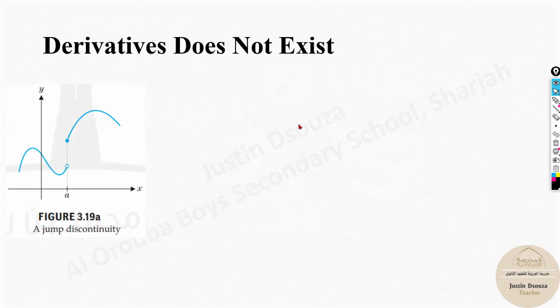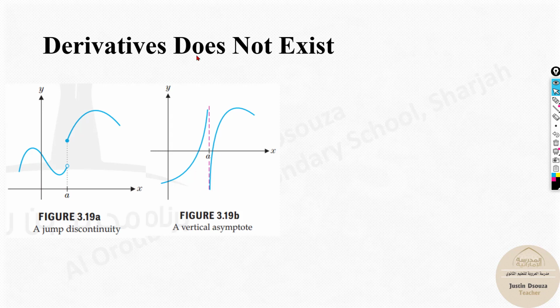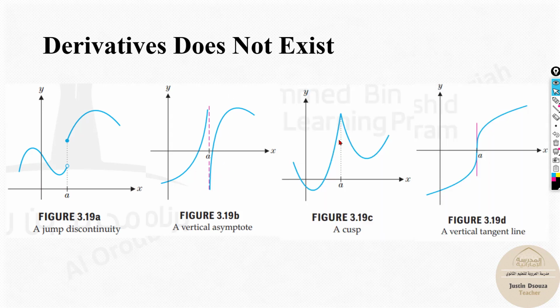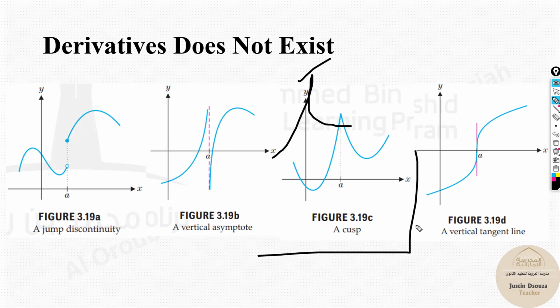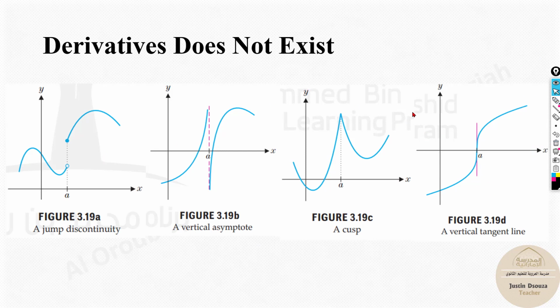And okay, where do derivatives not exist? In which cases? They are basically a jump discontinuity, vertical asymptotes, a cusp, which is formed like a sharp corner, okay? A corner is also something like this. This is a cusp, and a vertical tangent line. So these are all the places where the derivative does not exist.